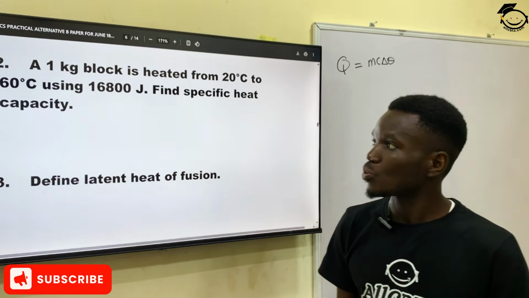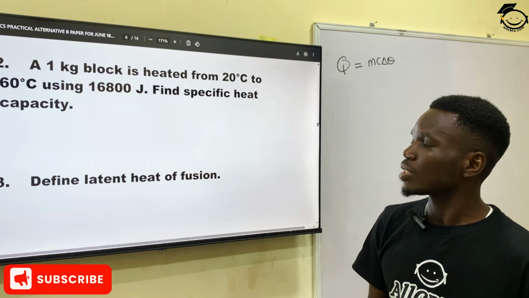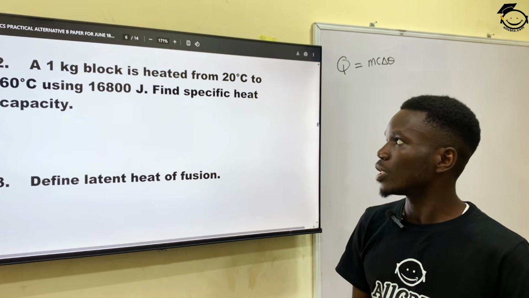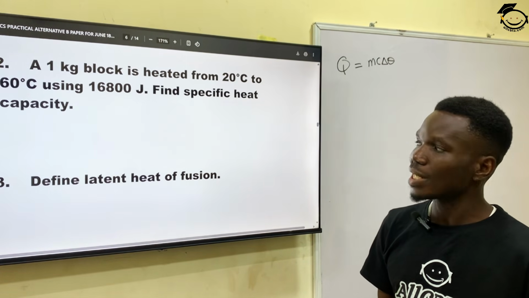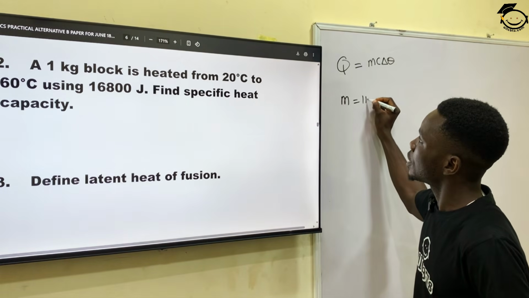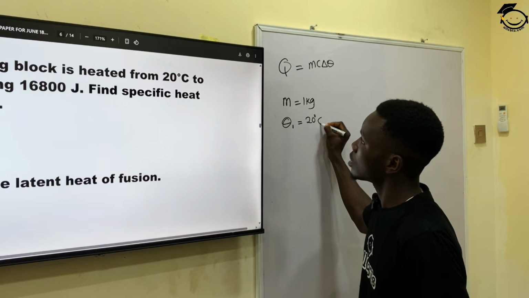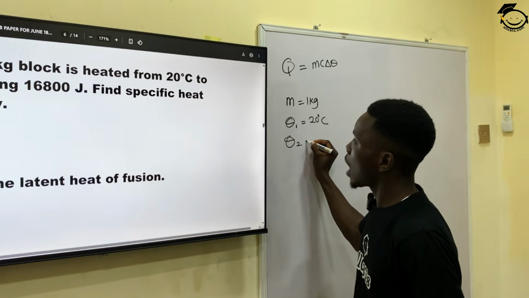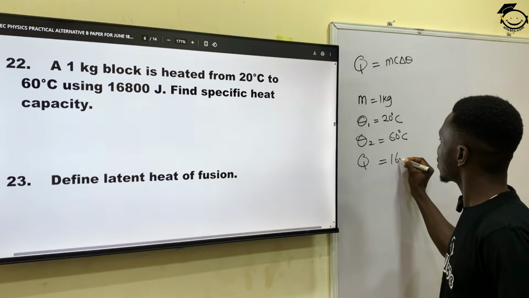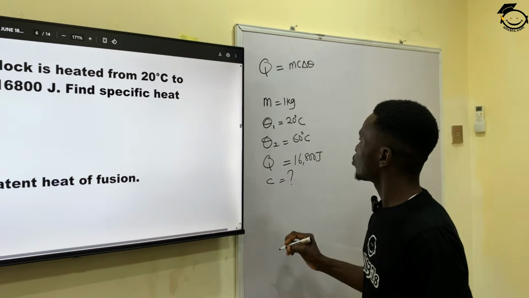Moving on to question number 22, it says a 1 kg block is heated from 20 degrees Celsius to 60 degrees Celsius using 16,800 joules. Find the specific heat capacity. So in this question, we are given that the mass of the block is 1 kg. We are given the initial temperature, theta 1, as 20 degrees Celsius. We are given theta 2 at 60 degrees Celsius, and we are given the quantity of heat as 16,800 joules. And the question says find the specific heat capacity, which we do not know.